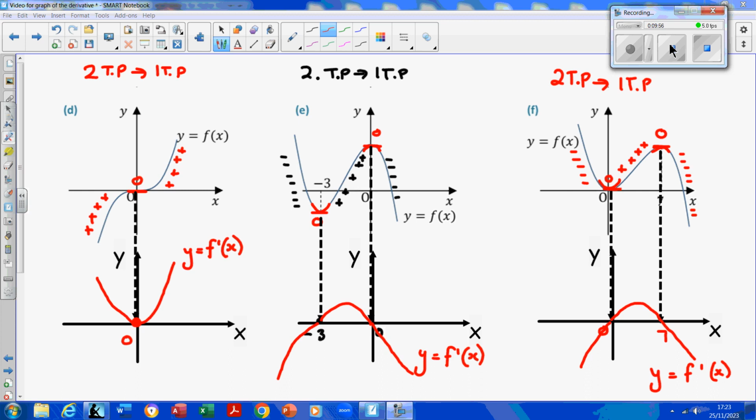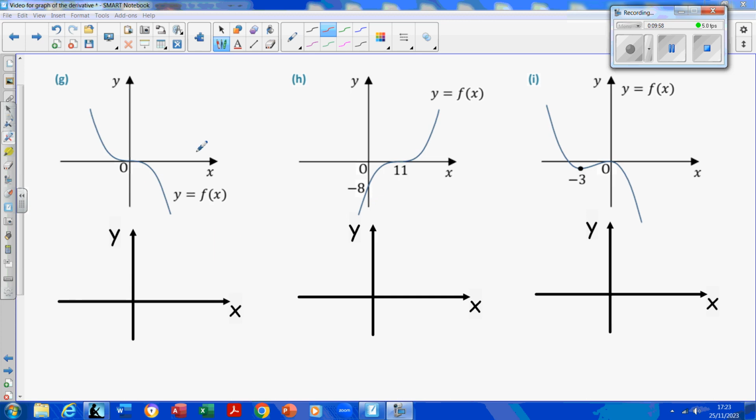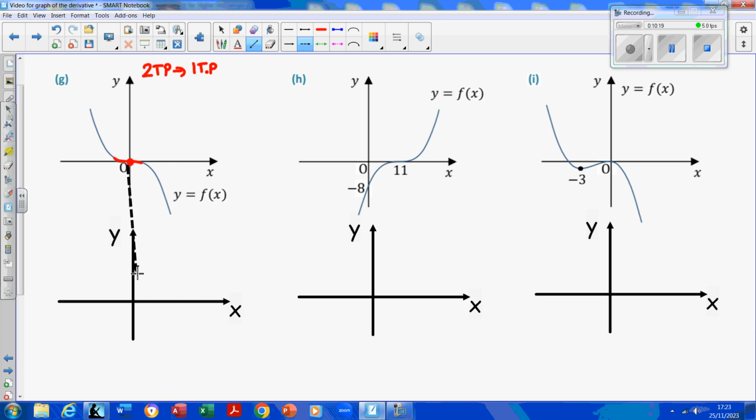Okay, here we've got also a point of inflection, so that's a stationary point there. So again, points of inflection thinks they're two turning points. So when we take the derivative graph, it's going to have one turning point. So what we're going to do is drop down the stationary point, and the stationary point is on the origin, so it's there at x equal to 0. So we'll fill that in there. And that's a point on the graph.